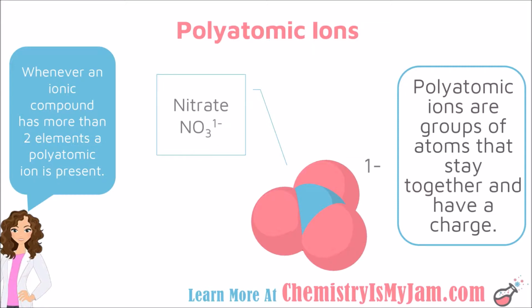Because polyatomic ions are ions, they participate in ionic bonding. In the previous video, we looked at binary ionic compounds. Those are ionic compounds that only have 2 elements. Whenever you see an ionic compound that has more than 2 elements, a polyatomic ion is likely present.